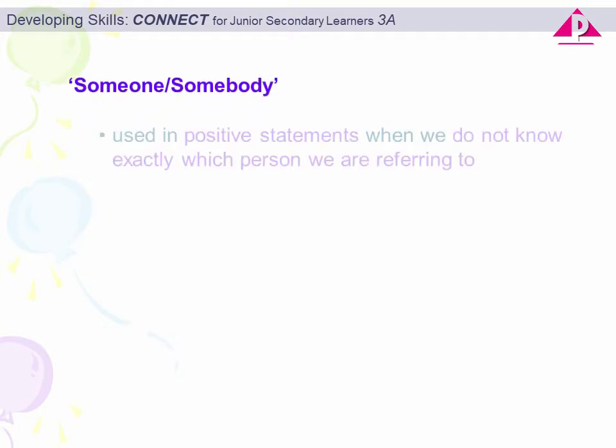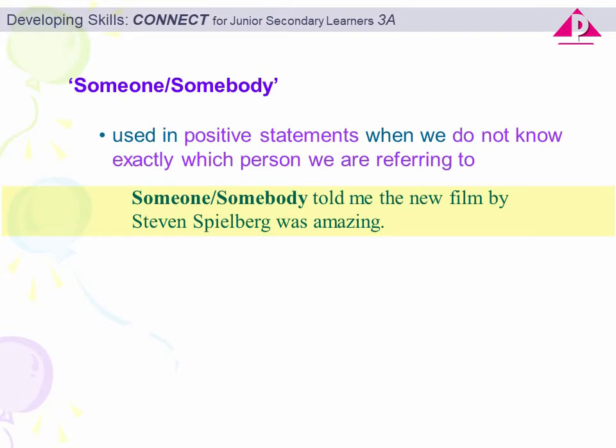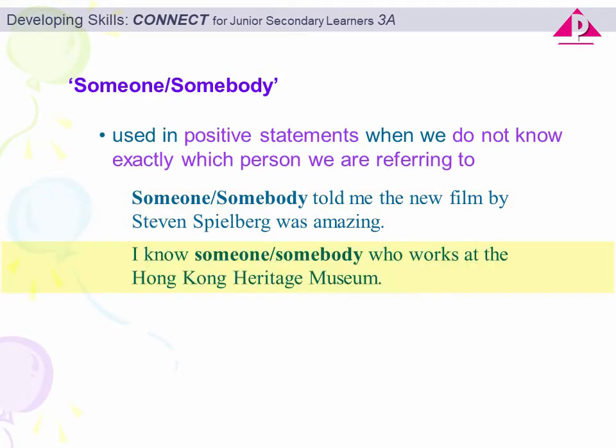We use someone or somebody in positive statements when we do not know exactly which person we are referring to. Look at the following examples. Someone or somebody told me the new film by Steven Spielberg was amazing. I know someone or somebody who works at the Hong Kong Heritage Museum. The people in these two sentences are not identified.